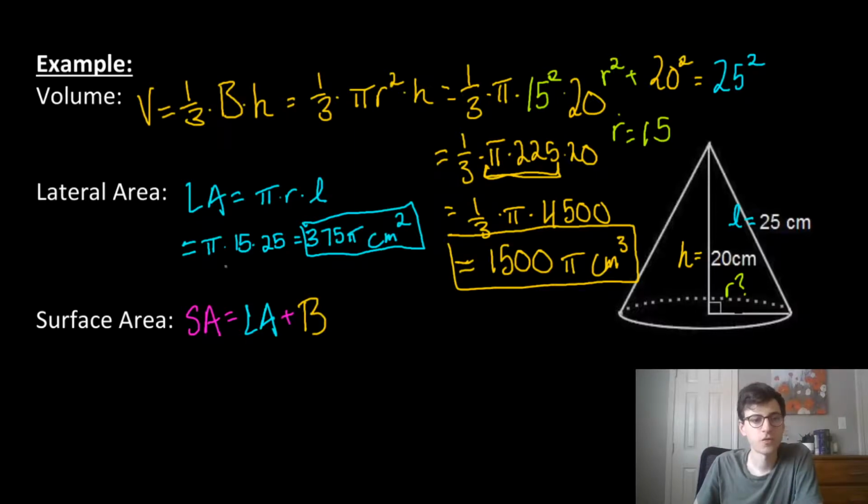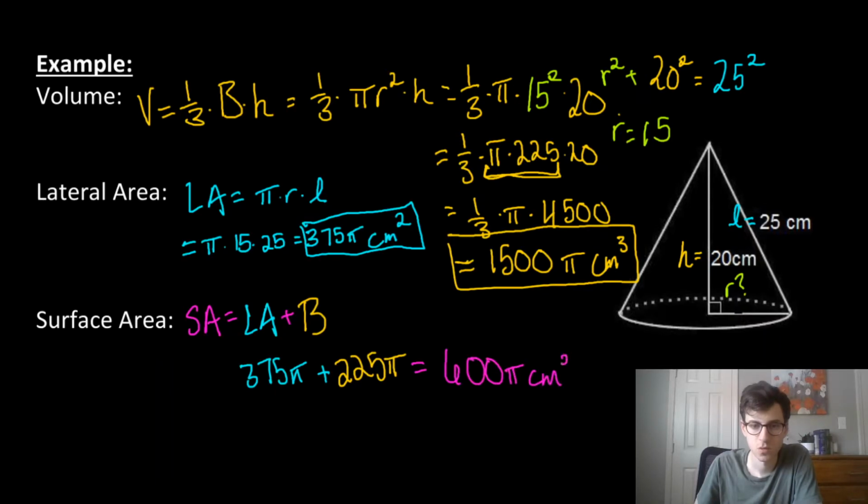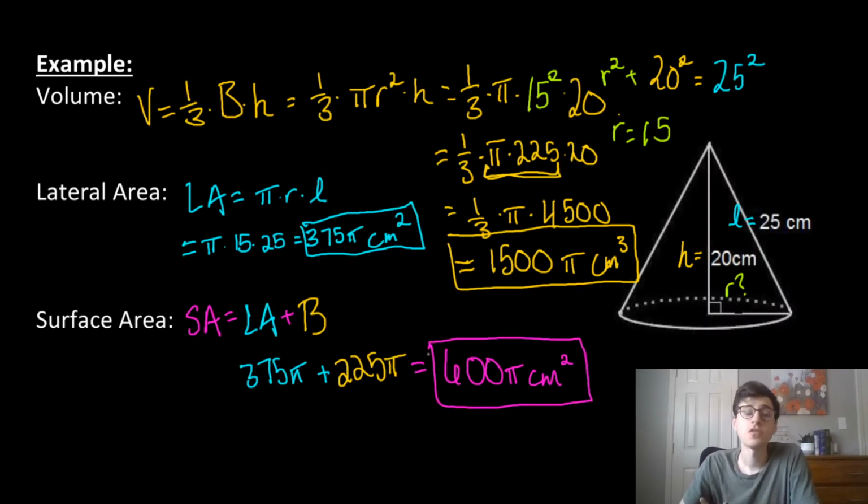All right, now the surface area right here is the lateral area plus the base. So my lateral area was 375 pi, plus the area of my base was 225 pi. So that means that the surface area is equal to 600 pi centimeters squared. So as you can see, if you take it step by step, you get the information you need, and then you do less work overall.